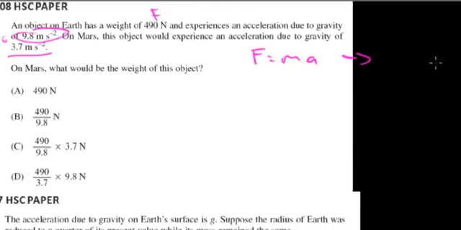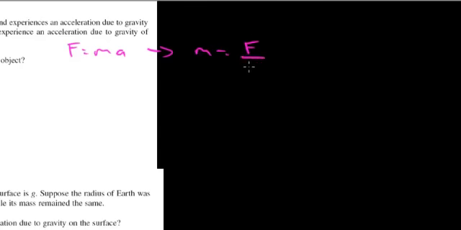2008. An object on Earth has a weight of 490 newtons and it experiences an acceleration due to gravity of that. We already know that's the acceleration on the surface of Earth. On Mars, this object would experience an acceleration due to gravity of 3.7 meters per second squared. It's saying what would be the weight on Mars. So first we have to find the mass of the person. F equals ma, or in other words, m equals F over a, which is 490 newtons over 9.8, and this would give us a result.